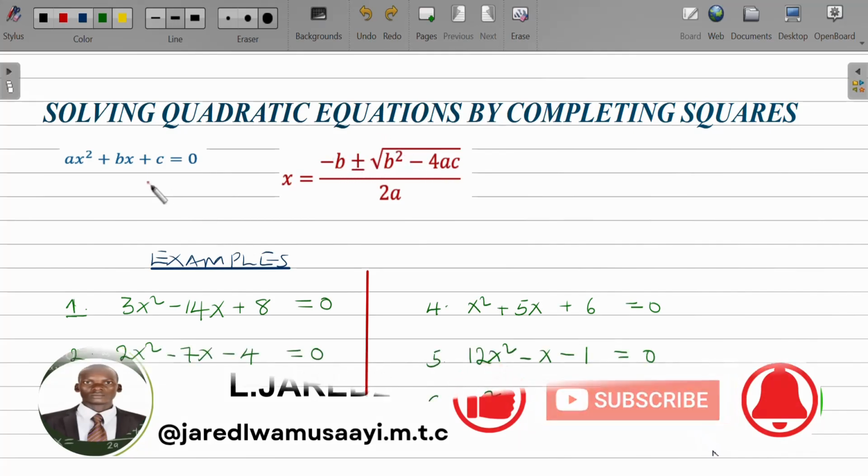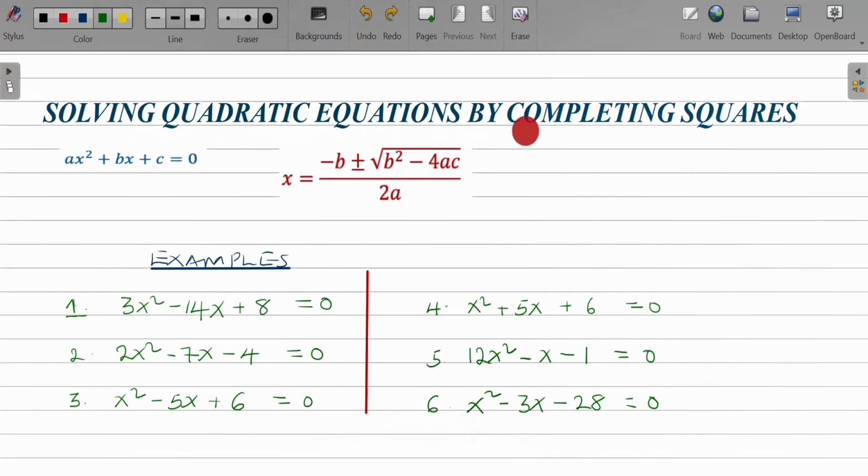So today we are going to look at solving quadratic equations by completing the square. From the standard form of a quadratic equation, which is ax squared plus bx plus c equals 0, we are going to use completing the square, the very way we derived the quadratic formula using completing the square in the previous video, which you can find in the comment section. So we are going to solve these examples of quadratic equations using the completing the square method.